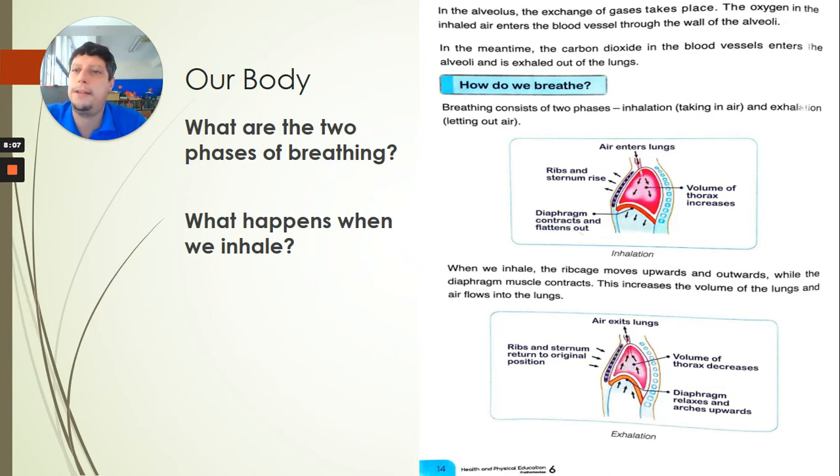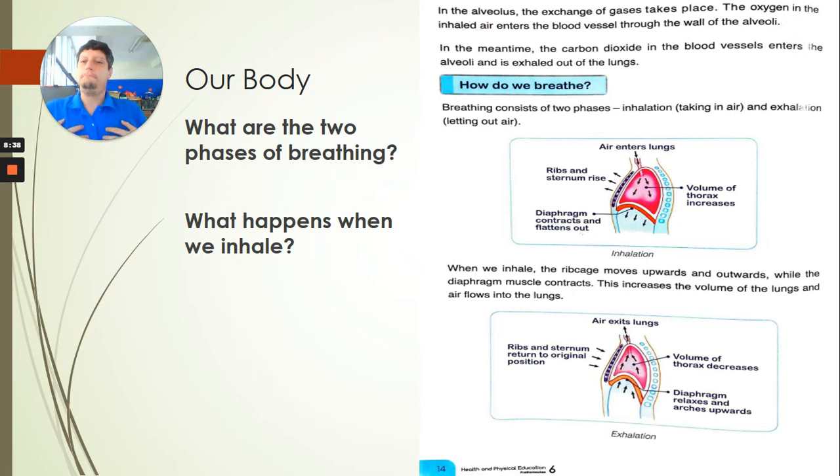So how do we breathe? Breathing consists of two phases: inhalation, taking in air, and exhalation, letting out air. So we know these: inhale, exhale, breathe in, breathe out, okay? Very, very easy. So let's have a look at this diagram. Air enters our lungs, we can see that, air is going in. Our ribs and sternum rise.